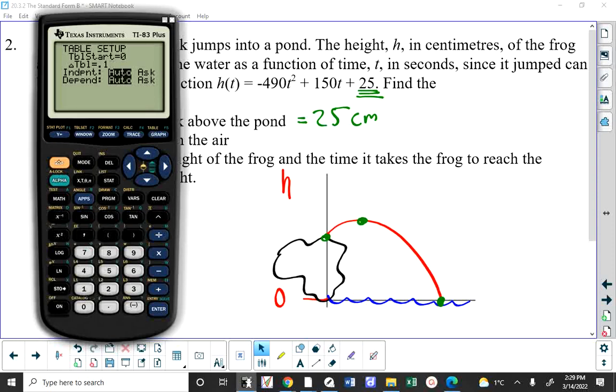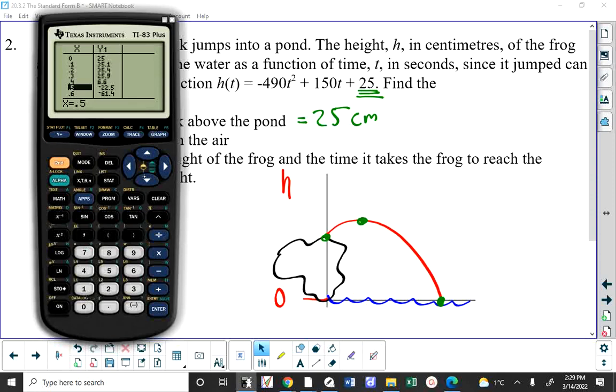When I go to my table, now I'm tracking the height of the frog. Look at this. The height is 35, 35. The frog's already on its way down at the 0.4 second mark. And you can see that by the time we hit half a second, the height is negative, which means the frog is in the water.